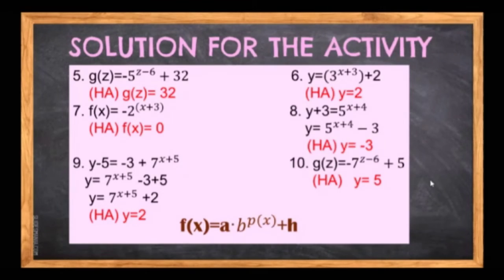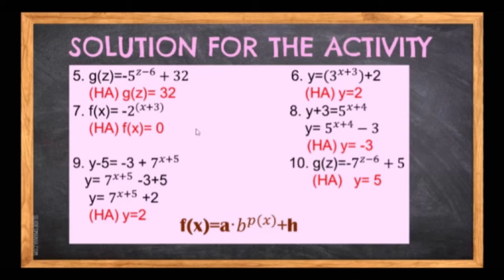And for numbers 5 to 10, it is the solution. For this activity, it is the formula. F of x is equal to a times b raised to p times x plus h, where h is the horizontal asymptote. For number 5, g of z is equal to negative 5 raised to z minus 6 plus 32. So our horizontal asymptote for number 5 is 32. And for number 6, y is equal to 3 raised to x plus 3 plus 2. So our horizontal asymptote is 2.